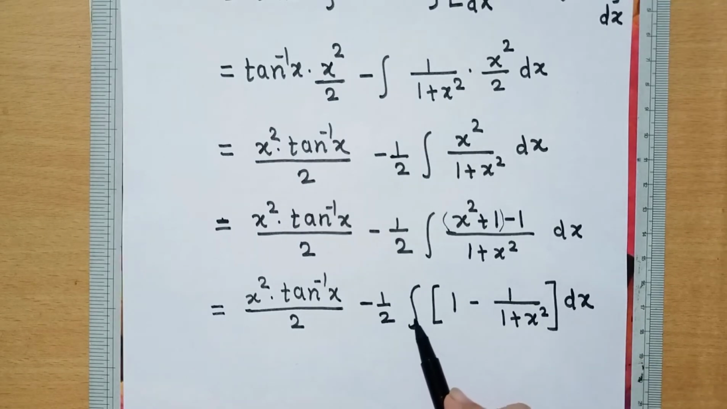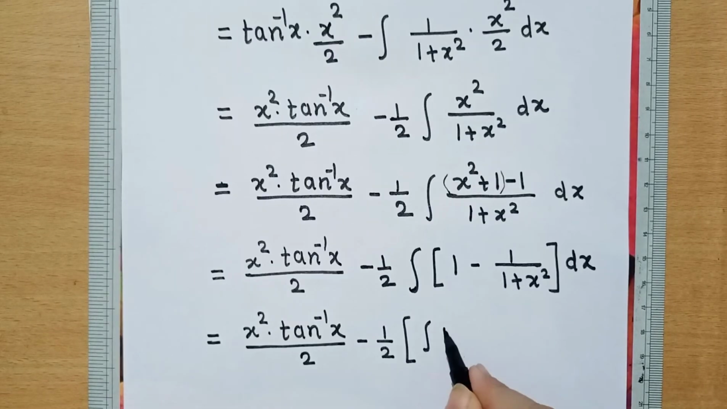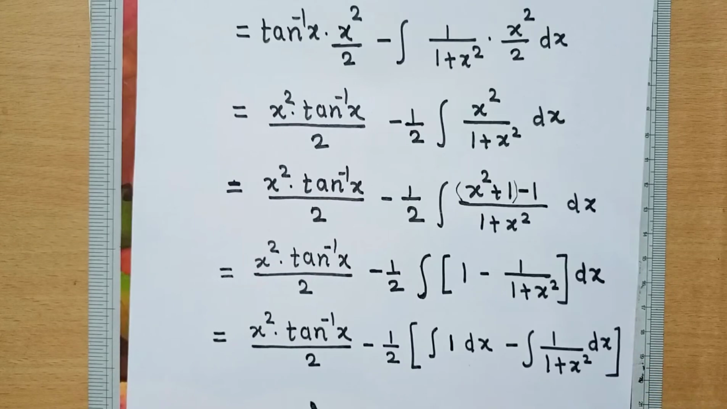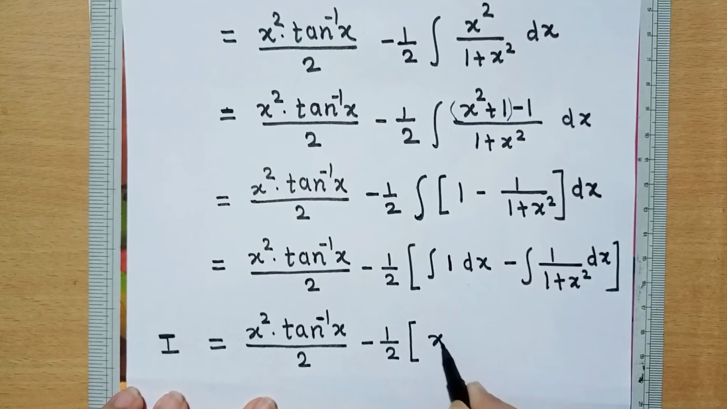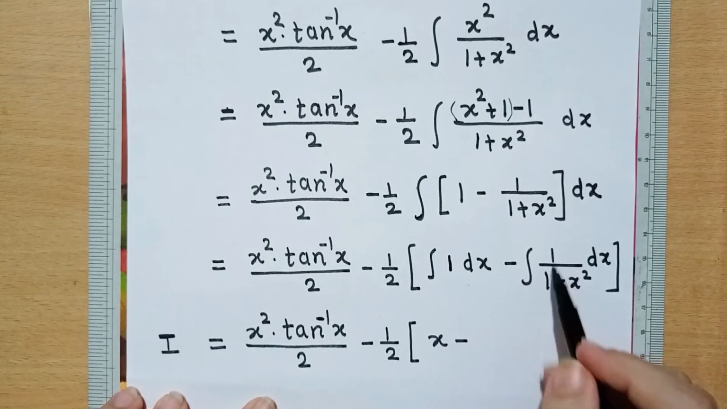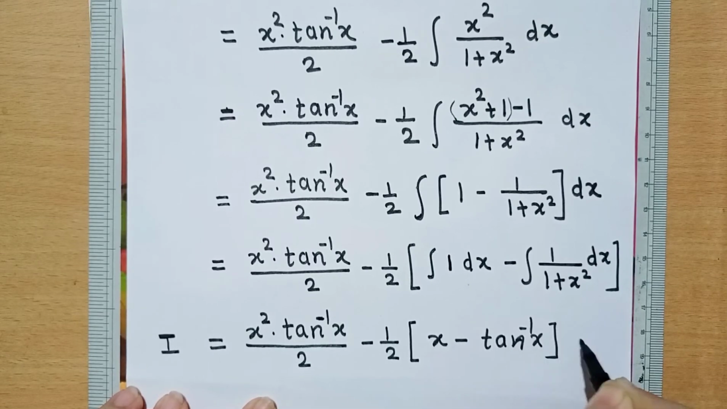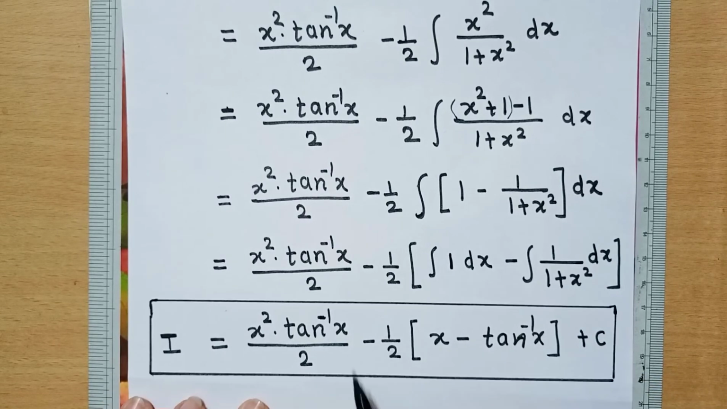Now we will apply the integration symbol separately for this and this. So integration of 1 dx minus integration of 1 upon 1 plus x square into dx, and integration of 1 is x minus integration of 1 upon 1 plus x square is tan inverse of x, and plus c, this is the constant of integration. This is our final answer.